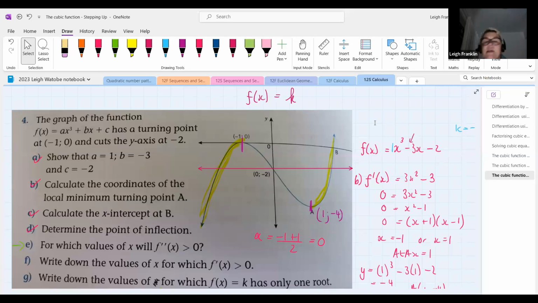How many times is it touching the cubic function if I let it go where it is? Three times. Brilliant. Excellent. If I move it up so that it's sitting there at the turning point, how many times is the horizontal line touching the cubic function now?